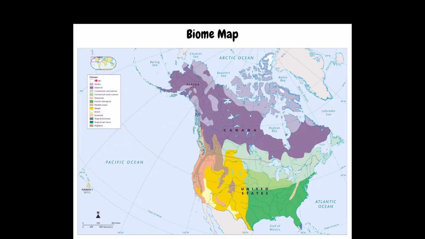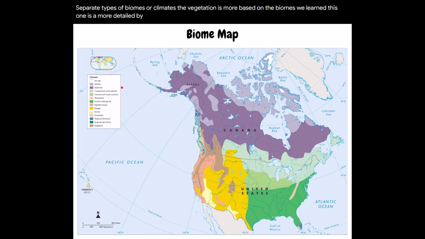So you'll see the separate types of biomes or climates. The vegetation is more based on the biomes we learned. This one is a more detailed biome, which is based off the Köppen biome system, which has, I believe, 32 different types of climates. So this will help you with those biome questions.